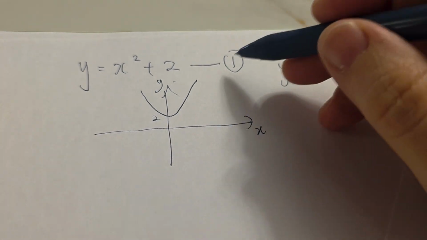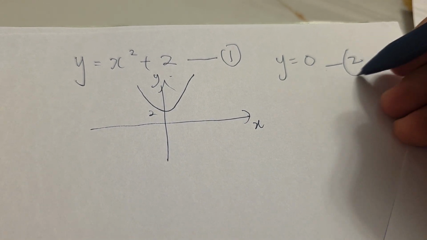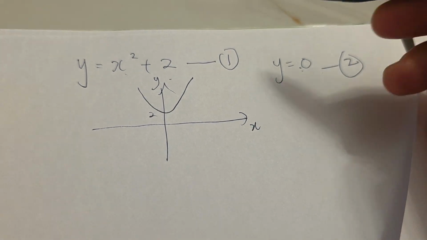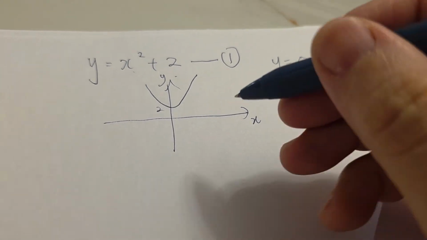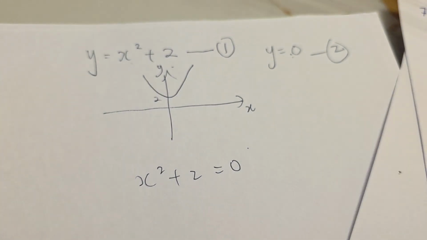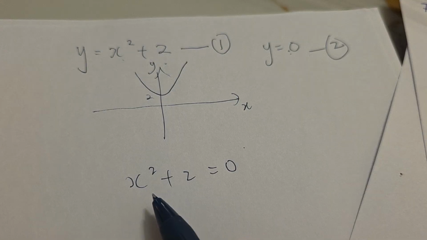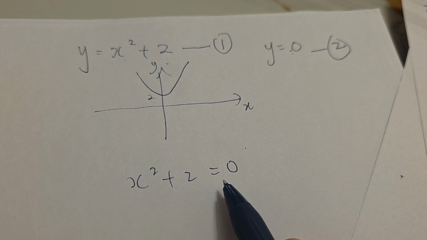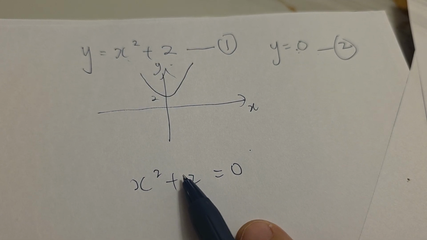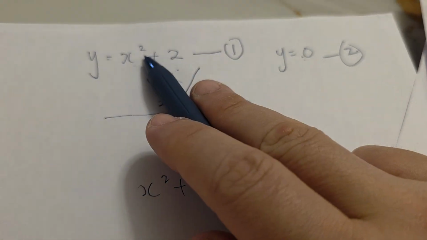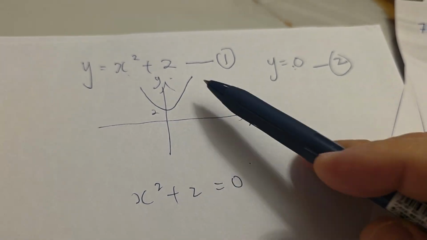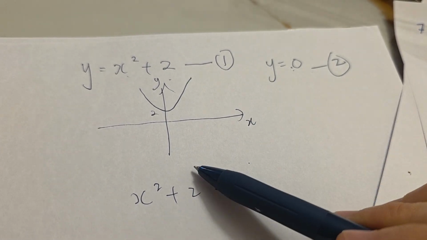Now when I sub the first equation into this, don't you agree that the y disappears, leaving me with x squared plus 2 equals 0. This x squared plus 2 equals 0 is a totally different looking equation from the original one, but they are actually equivalent. This combined with this is actually equivalent to this.